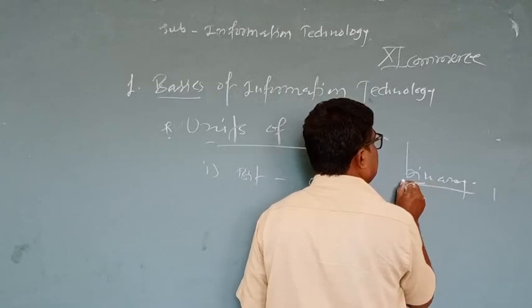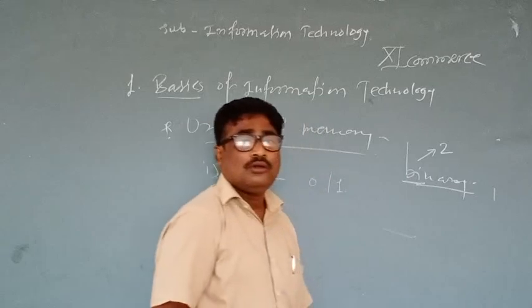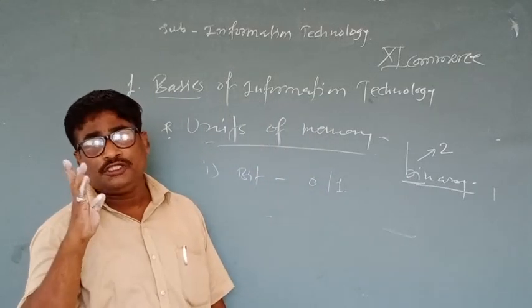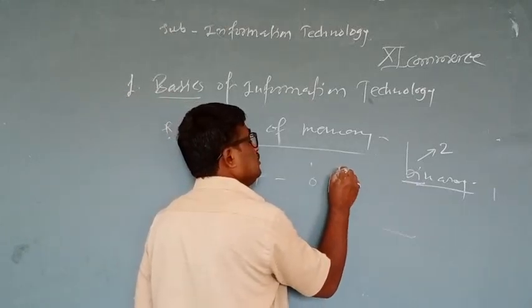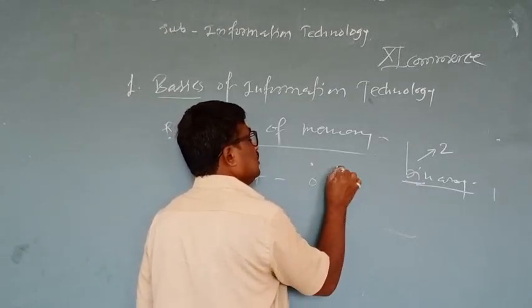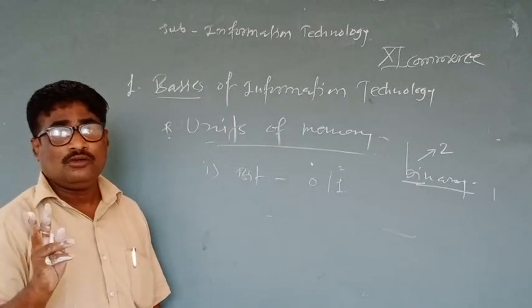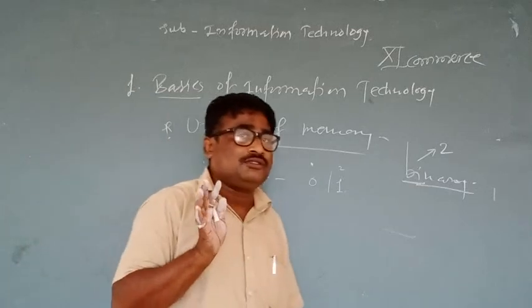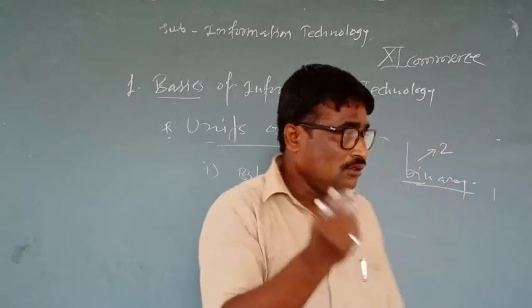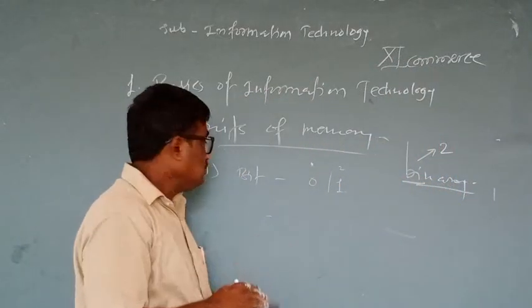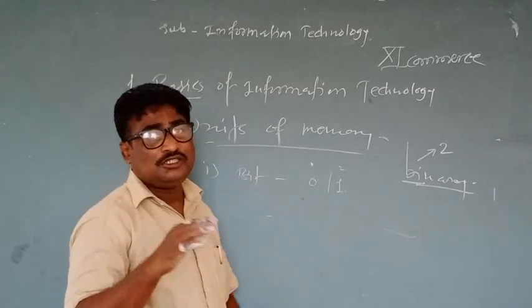Here bi means 2. Bi means 2. Use only 2 digits, 2 symbols here. For example, 0 and 1. Only 2 bits are used. Computer knows only binary language. 0 means off state, 1 means on state. Or 0 means false, or 1 means true state.